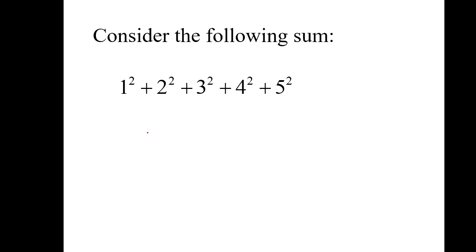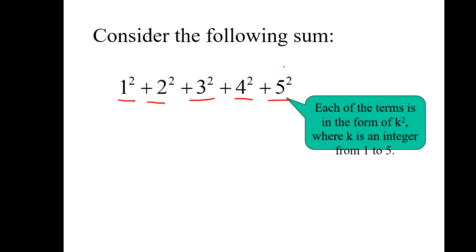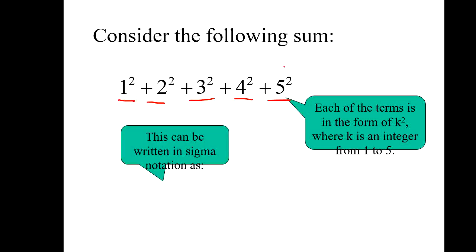Okay, so what's happening is when we talk about the sum of something, we have a pattern, and not only are we producing a pattern, but we're going to add each one of those terms of the pattern together. So how we would write this is each of the terms is in the form of some number getting squared, where k is an integer from 1 to 5. So how we would write our sigma notation is we started with 1, we ended with 5. That's my lower and upper bound. Each one of those terms is getting squared.